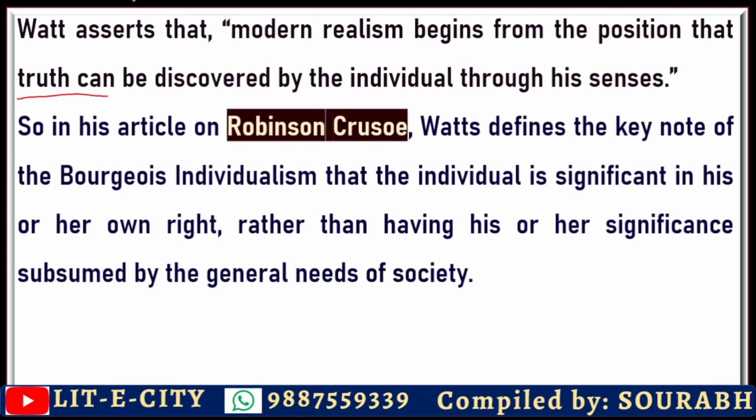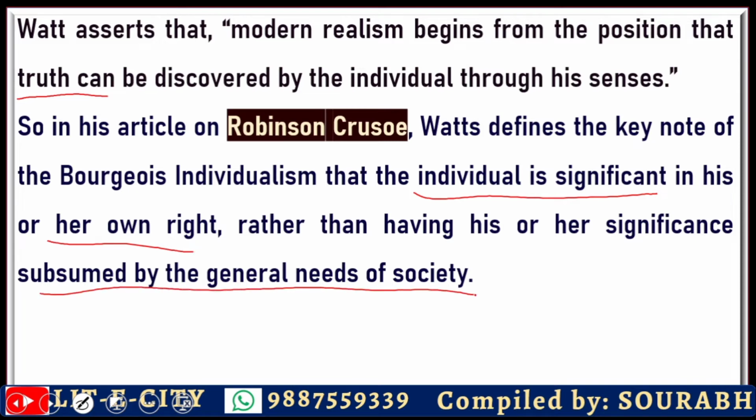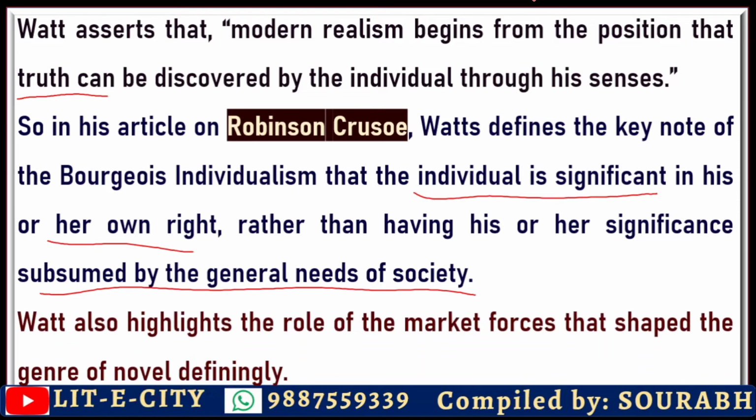So in his article on Robinson Crusoe, which is a very famous article, Watts defines that the keynote of bourgeois individualism is that the individual is significant in his or her own right, rather than having his or her significance subsumed by the general needs of society. So the individual becomes the center. The individual becomes the key element of the capitalist society.